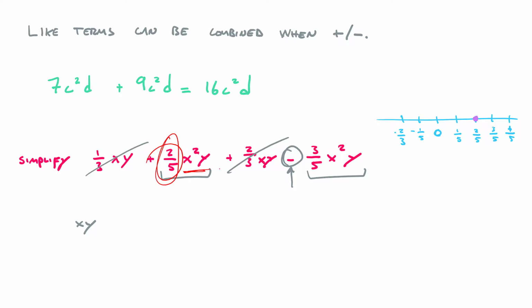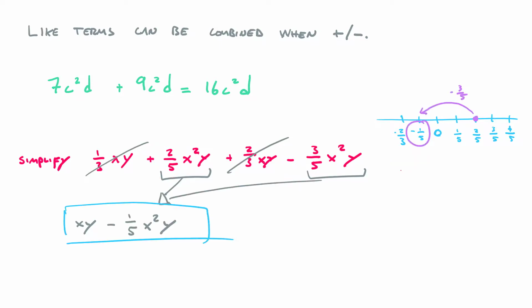So the way that I drew the number line here is in terms of fifths. So 1/5, 2/5, 3/5, so on and so forth. And then in the negative direction, negative 1/5, negative 2/5. I'm just going to move 3/5 to the left because we are subtracting, and that lands us at negative 1/5 x squared y.